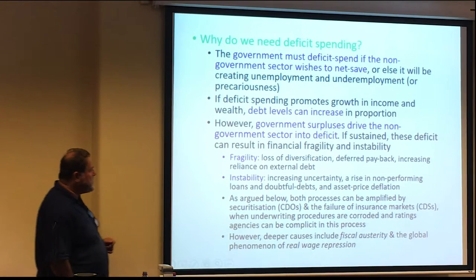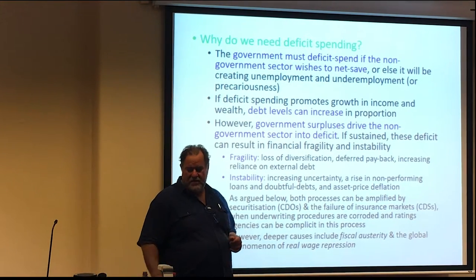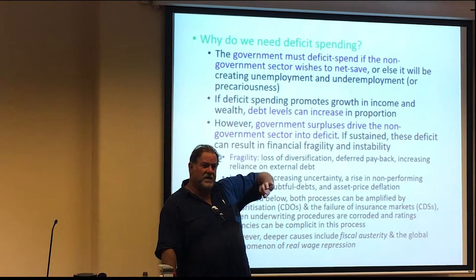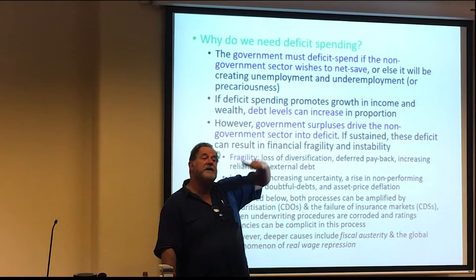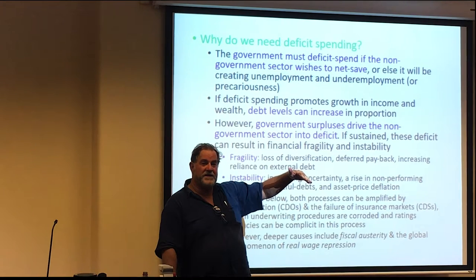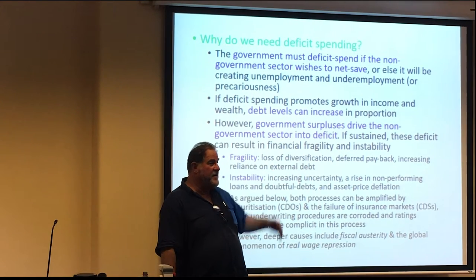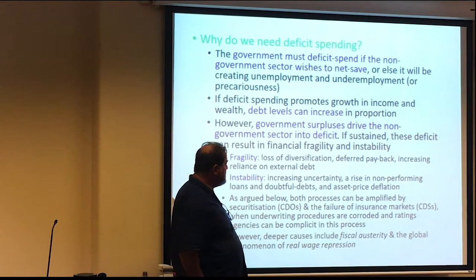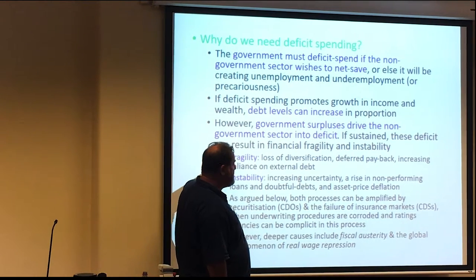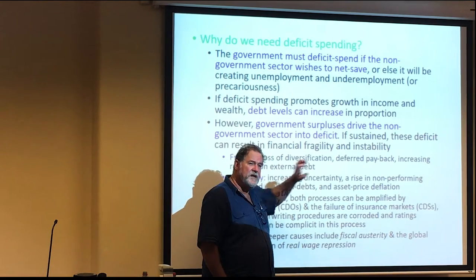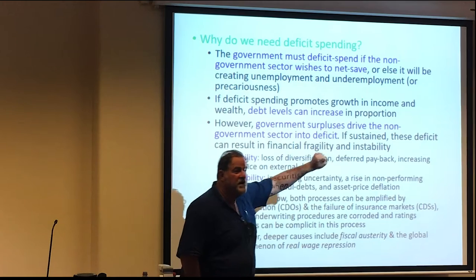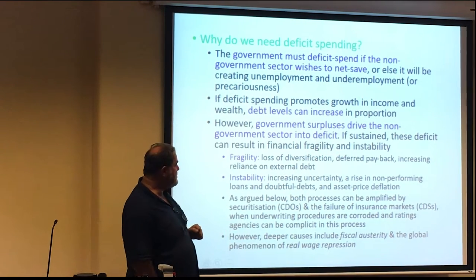Another aspect of fragility is deferred payback. So when we talk about investment projects, we look at when the investment project transits from being in the red into being in the black. When does that occur? That's the payback point. And you can express it in present value terms. And what happens when things become more fragile is more and more projects get pushed out into the future. The payback periods are deferred further and further into the future.